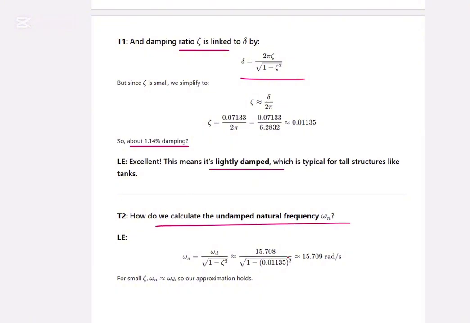How do we calculate the damped frequency? The damped frequency has a relation with respect to the damping ratio. Since the damping ratio is small, we know the undamped and damped frequencies are going to be almost equal.